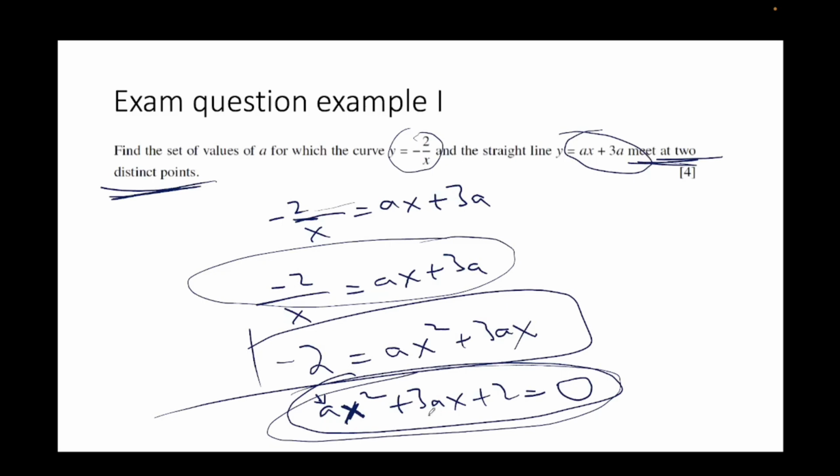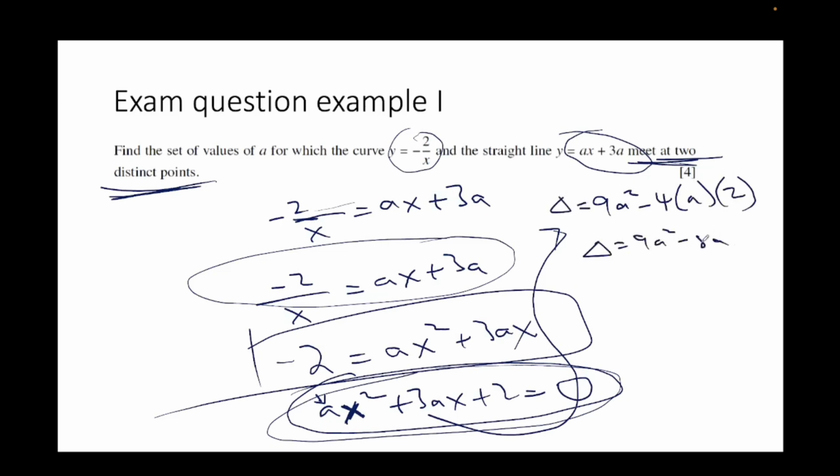Does the discriminant exist over here? Wouldn't it make sense to calculate the discriminant then? Of course. b squared, 9a squared, minus 4 times a times c. That's the triangle. Let's find out what the triangle is. 9a squared minus 8a. Any questions? We found the discriminant for that now, isn't it? As in, we found something that represents the discriminant.